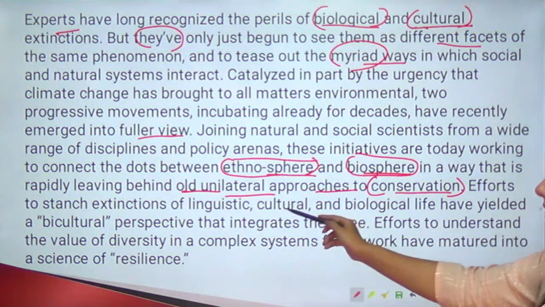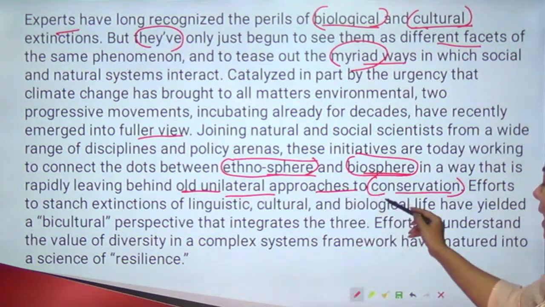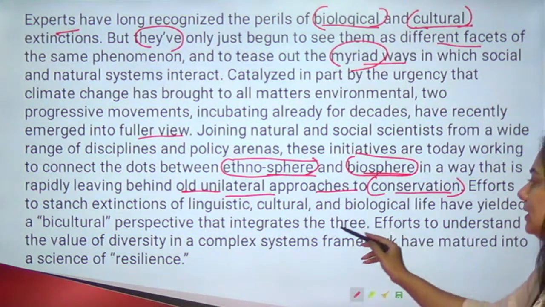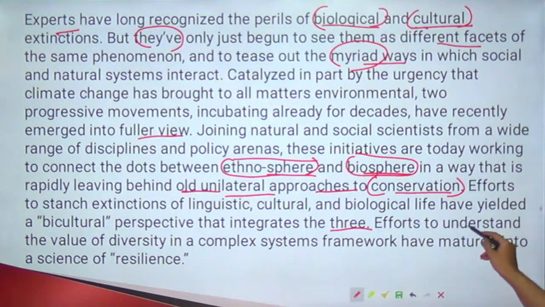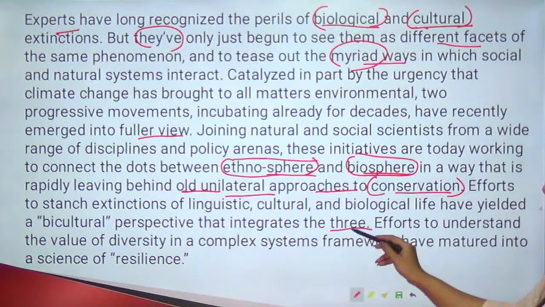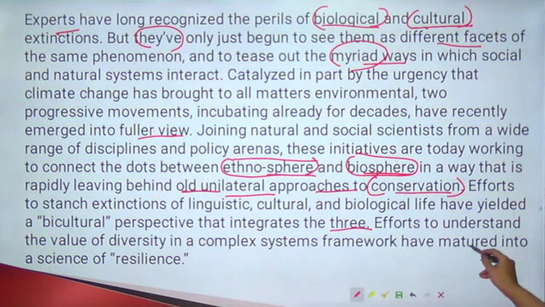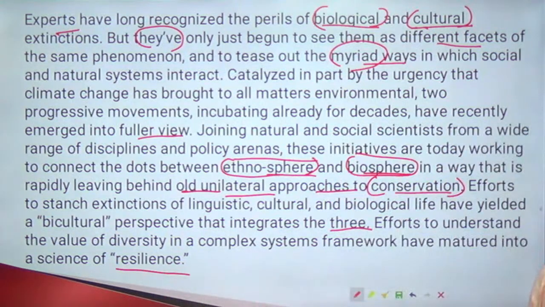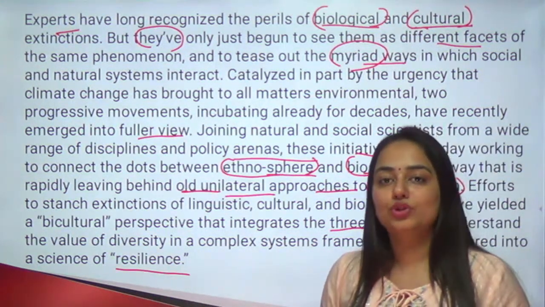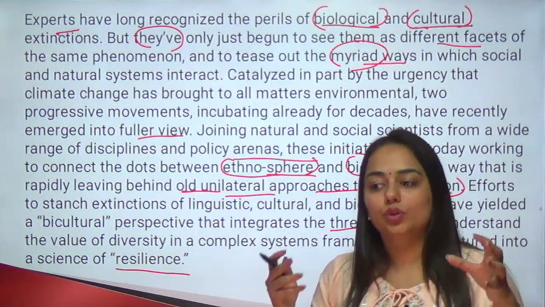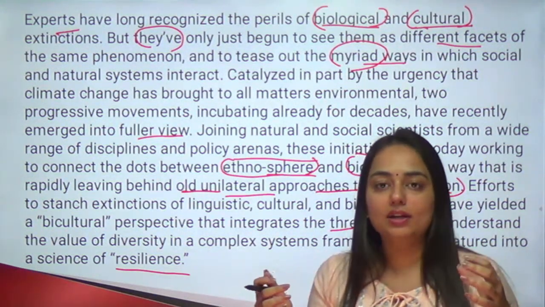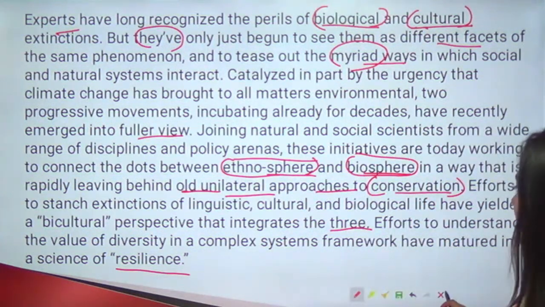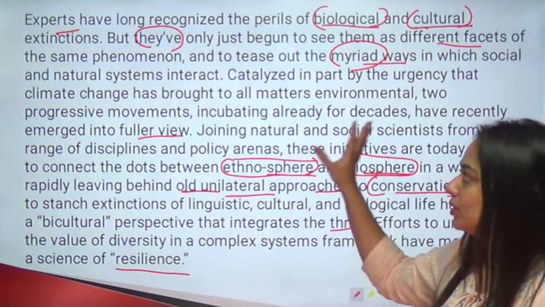Efforts to stanch extinctions of linguistic, cultural and biological life have yielded a bicultural perspective that integrates the three. Efforts to understand the value of diversity in a complex system framework have matured into a science of resilience. So we need to be resilient in our approaches toward these things, as though in a network, but as something to be considered as different phenomena. Right, I hope it is now clear more or less what the passage was about.